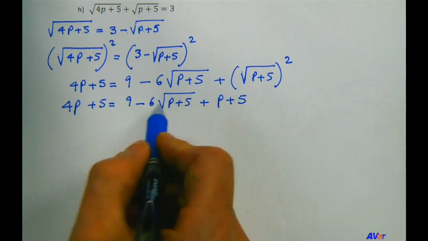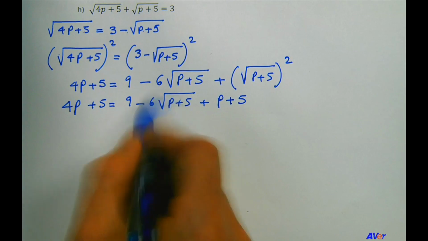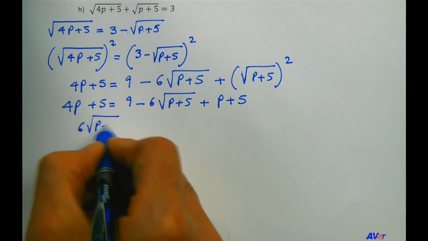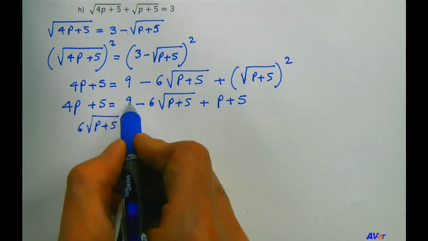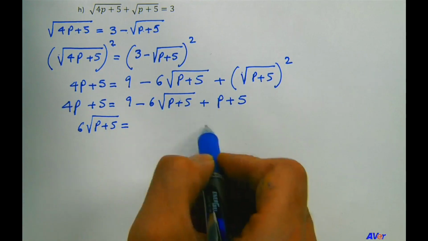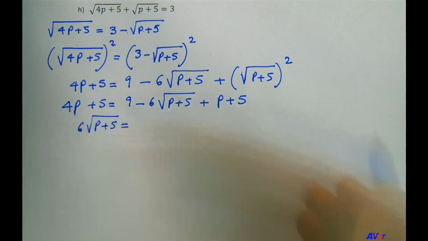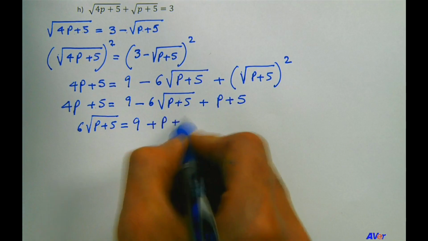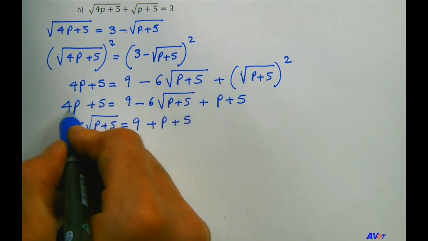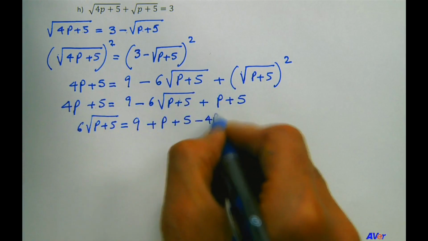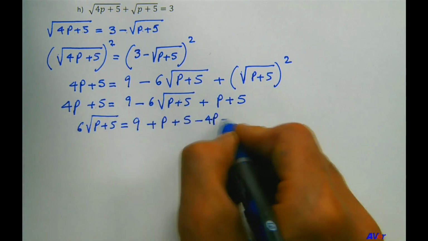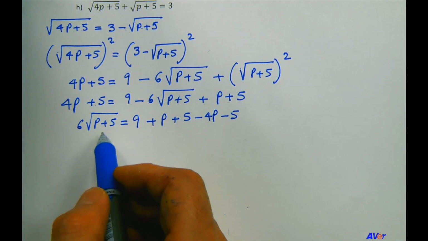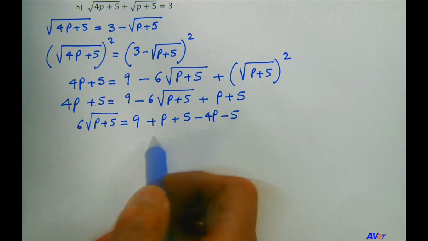So let's do that. I'm going to bring this to the left to make this positive. So 6 square root of p plus 5 equals, I'm going to keep 9, p, and 5 on the right, and I'm going to move 4p to the other side so it becomes minus 4p. I'm going to move this 5 to the other side so it becomes minus 5. So now, is our radical expression isolated on one side? Yes. Everything else is on the other side.